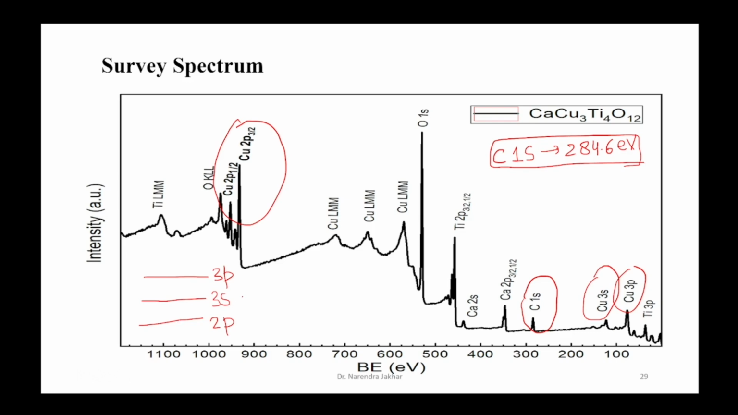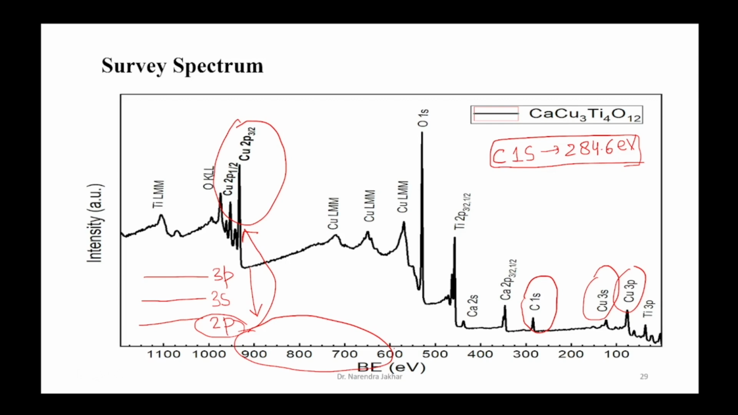This 2p is the innermost level among these three orbitals. So the Cu2p has the greatest binding energy among these three. The Cu3p peaks lie in the higher binding energy region.